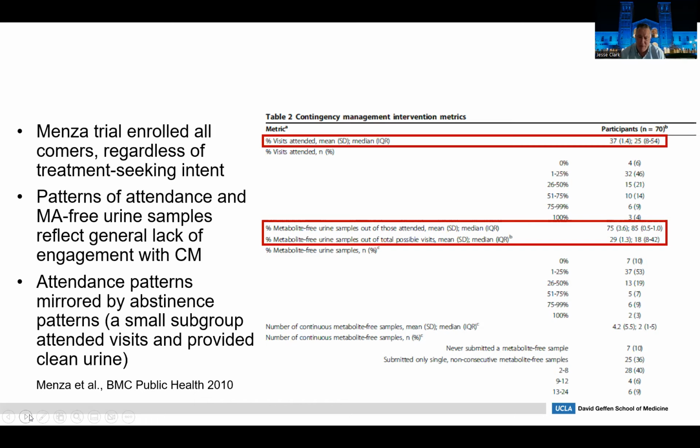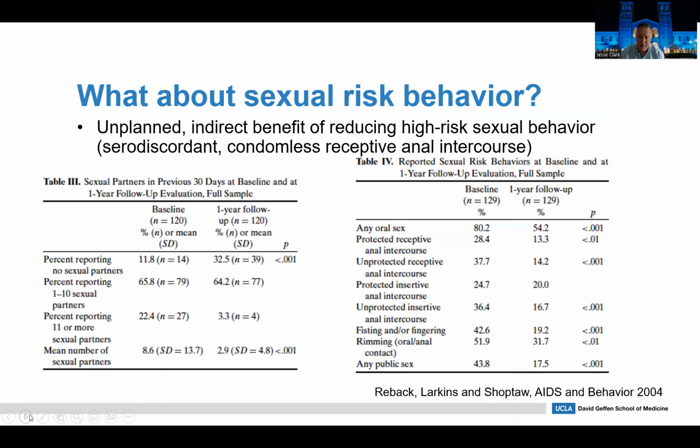But you can see that there was a small subgroup of participants, those who were likely engaged in care and actually seeking to reduce their use. And this small subgroup more frequently attended visits and more frequently provided clean urine during the study. So again, probably if people were engaged in treatment, it was effective. It's just you were trying to sell people something that they weren't buying, and it just didn't work in that circumstance. Next slide. But there's no reason to throw away contingency management altogether. It really just means that we have to figure out better how to use it in real world circumstances.